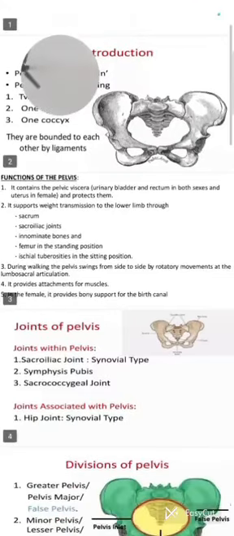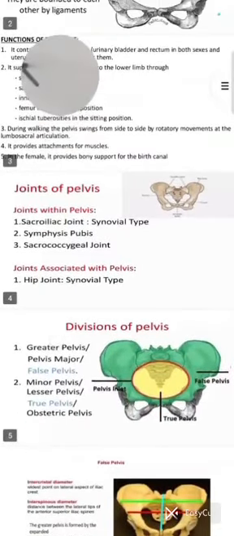Next we'll see about the joints of the pelvis. What are the joints that articulate to form the pelvis? Within the pelvis, there are two sacroiliac joints on either side and the pubic symphysis anteriorly, and the sacrococcygeal joint, which is a joint between the sacrum and coccyx. These come within the pelvis, but the joint that is associated with the pelvis is the hip joint.